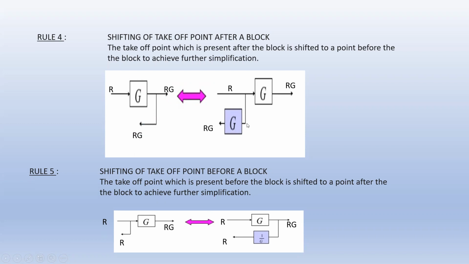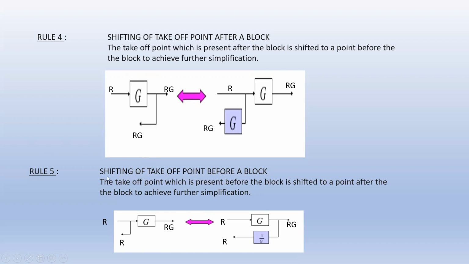So if we take this signal, we have only R. So the signal coming here will be R. But we should have RG over here. So to compensate for this gain G, we added another block G, which is of the same gain which we bypassed before, thereby giving us the effective takeoff point signal R into G. So this is how we shift a takeoff point to the left side of the block, to before the block.